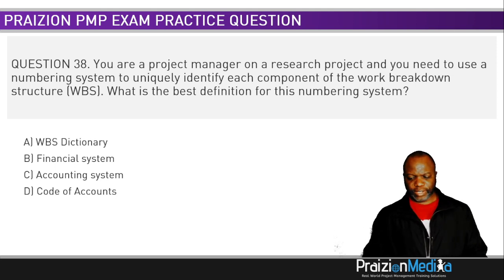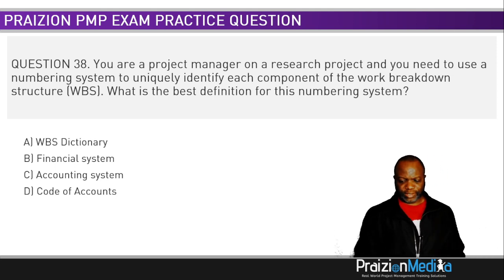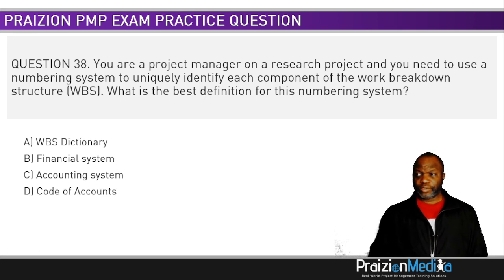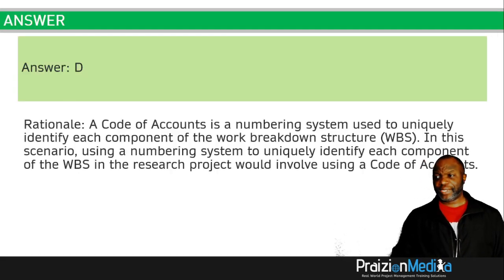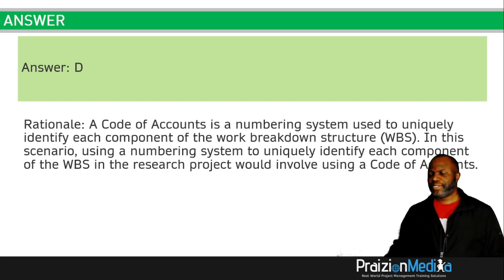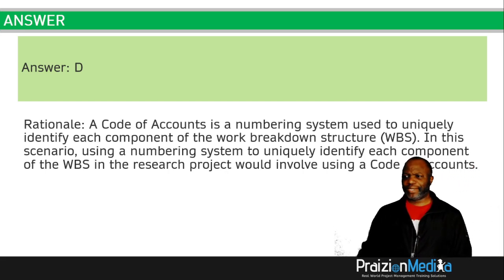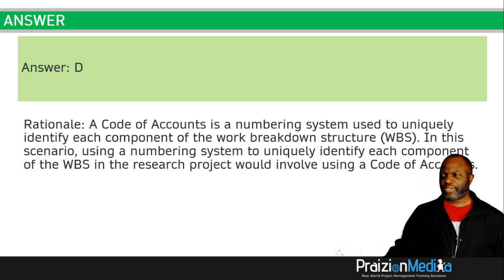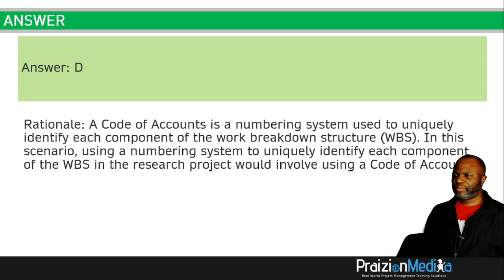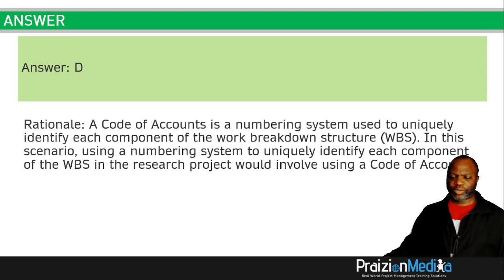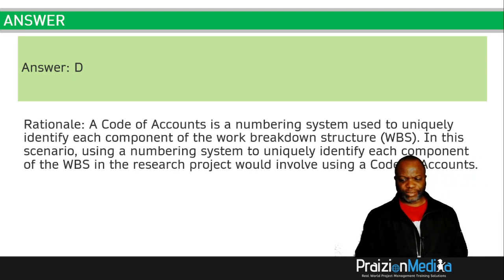Okay, let's take a look now, my friends, at what the answer is. So the best answer to this question is a code of accounts, because this is the numbering system used to uniquely identify each component of the WBS. In this scenario, using a WBS numbering system to uniquely identify each component of the WBS in the research project would involve using a code of accounts.